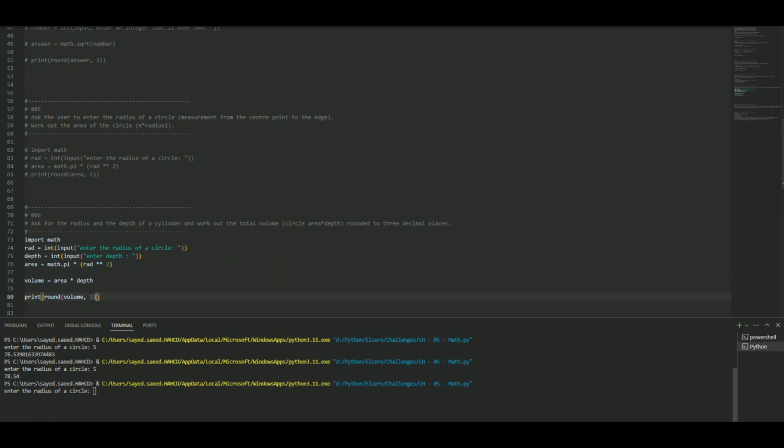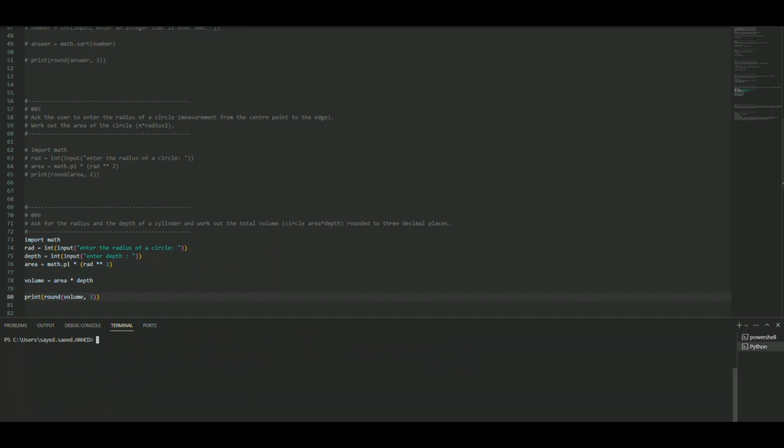Let's test. Enter radius of cylinder 5, depth 12. Now it's this number rounded to 3 decimal places. Start again. Depth. This is the volume of the cylinder rounded to 3 decimal places.